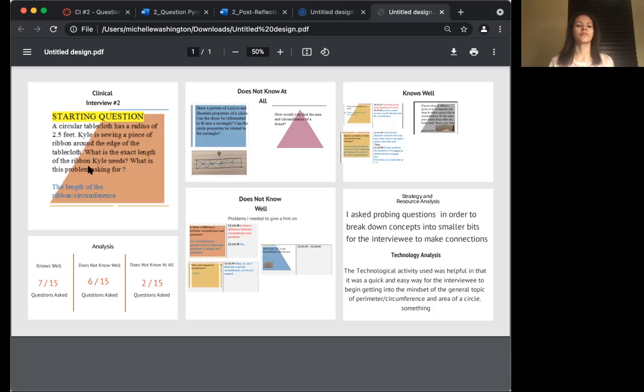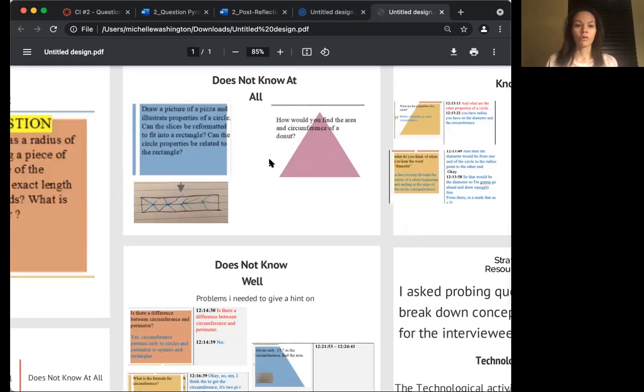In the general analysis that I have going is that he knew 7 out of the 15 questions that I was able to ask well. 6 out of the 15 he did not know well, and 2 out of 15 he didn't know at all. For the does not know at all, the 2 that he wasn't able to answer, the first one was to draw a picture of a pizza and illustrate the properties of a circle.